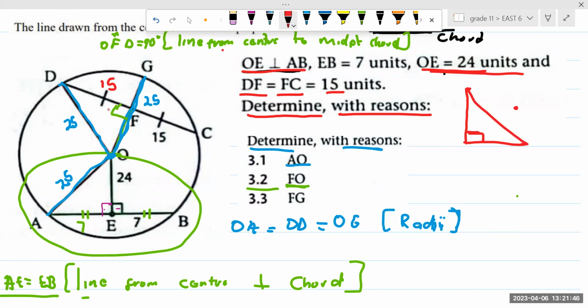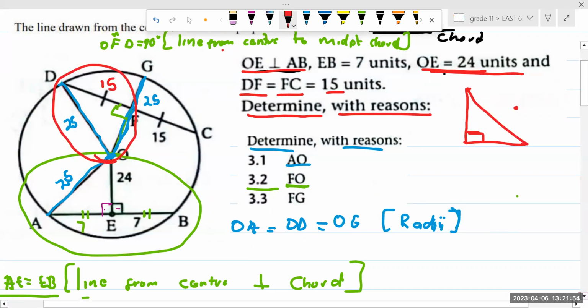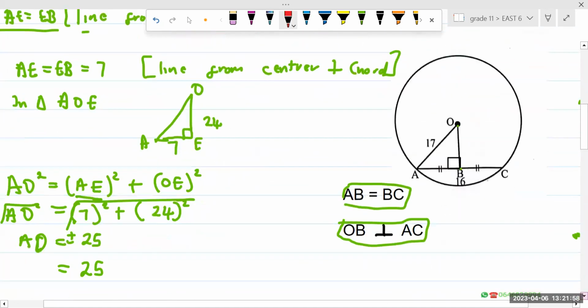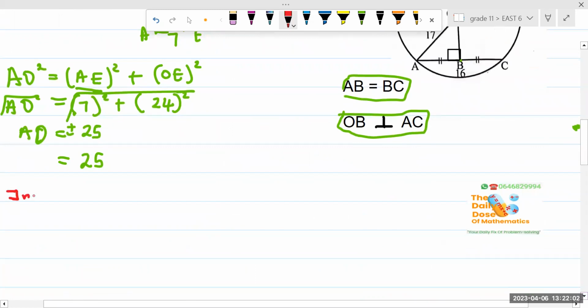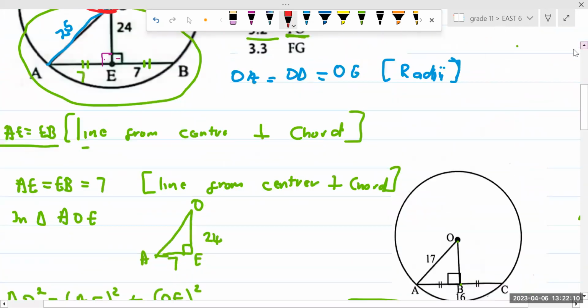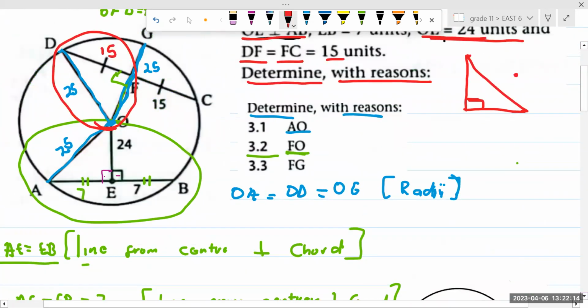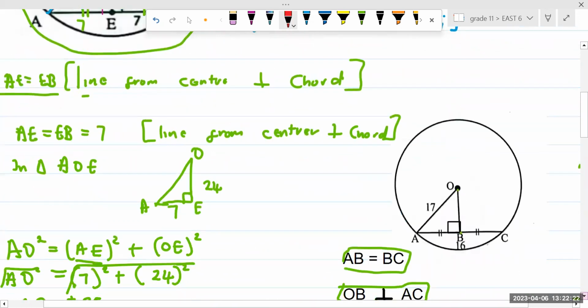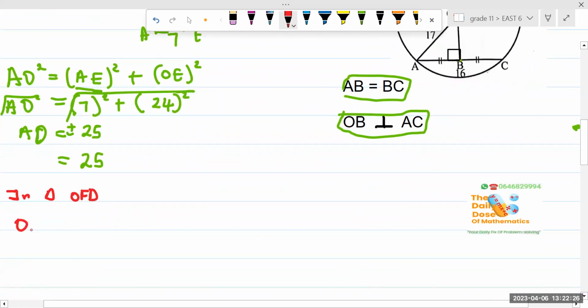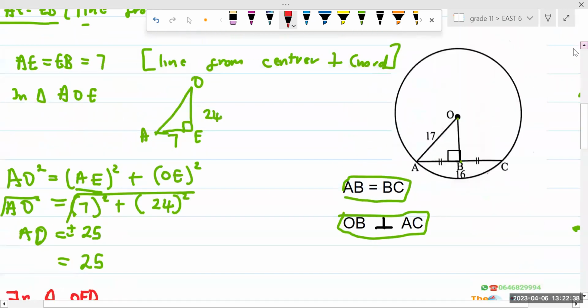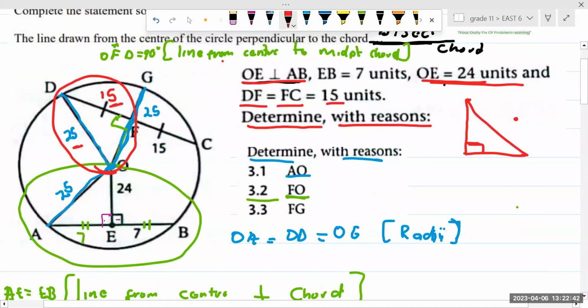Now we're looking for OF. Where do we get OF? We're going to get it in this triangle here. Now we'll say in triangle OFD, you are looking for OF. You have the radius. You also have this side. So you're looking for OF. Then you will say OD all squared is going to be given as OF all squared plus FD all squared.